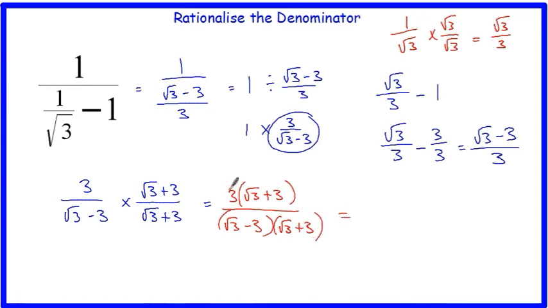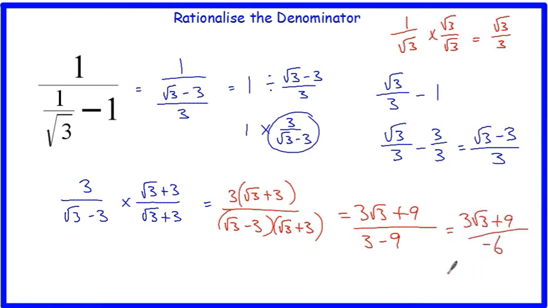So multiply the top, you're going to get 3 root 3 plus 9. And the bottom, just do root 3 times root 3 is 3. And minus 3 times plus 3 is minus 9. And that is going to give me 3 root 3 plus 9 over minus 6. And I can simplify. 3 goes into all of these numbers. So 3 goes in there, give you 1. 3 goes in there, and 3 goes in there. And that is your answer.